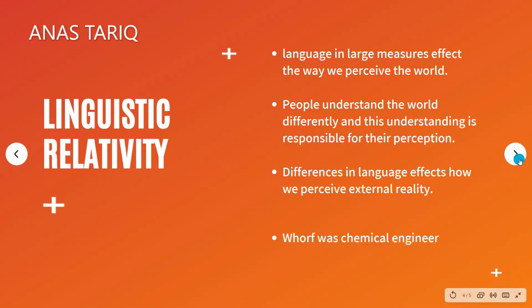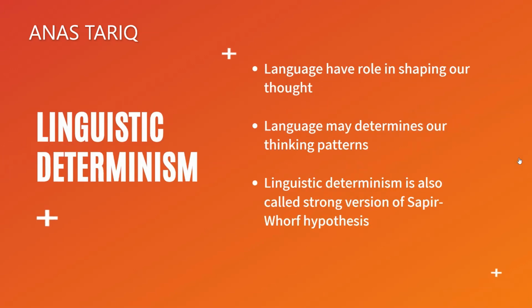The second category of the Sapir-Whorf hypothesis is linguistic determinism. According to determinism, language has a role in shaping our thought. Our mother tongue determines and shapes our thought. Language may determine our thinking pattern, the way we view and think about the world.